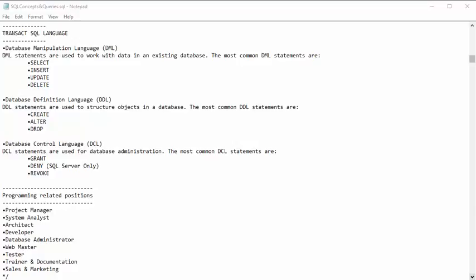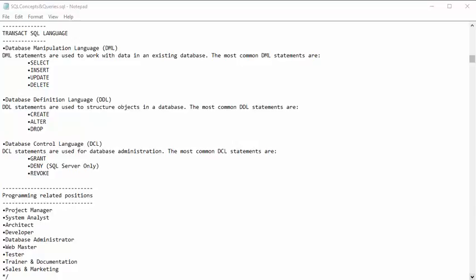I'm gonna talk about the Transact-SQL language. Basically, I find that it's very easy to understand once you organize it this way. What I do is I organize it on three different categories of commands.